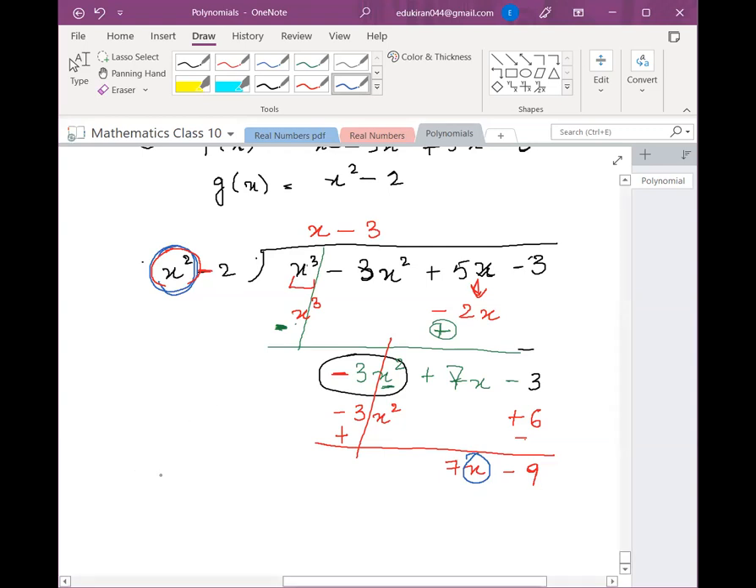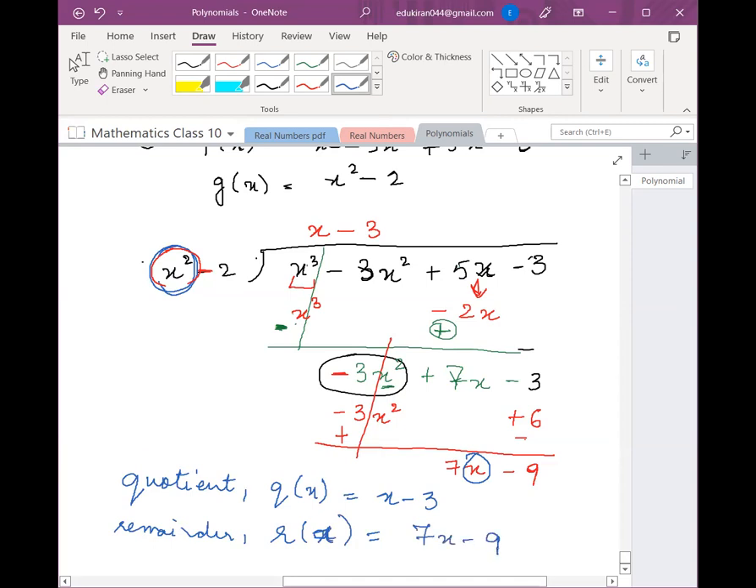So in the question you were asked to find the quotient and the remainder. So Q, or you can write complete quotient, which I call Q(x), has come out to be x minus 3, and my remainder, which I call R(x), has come out to be 7x minus 9. Clear? Yes, ma'am.